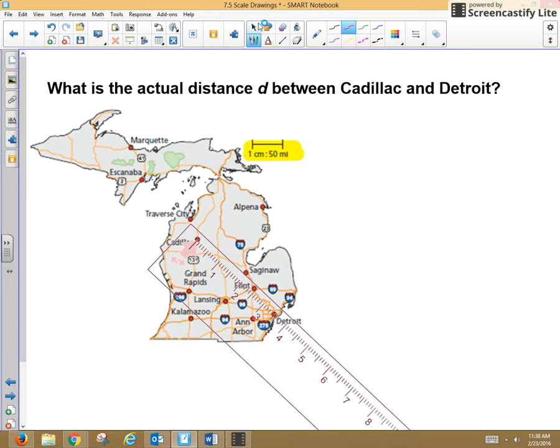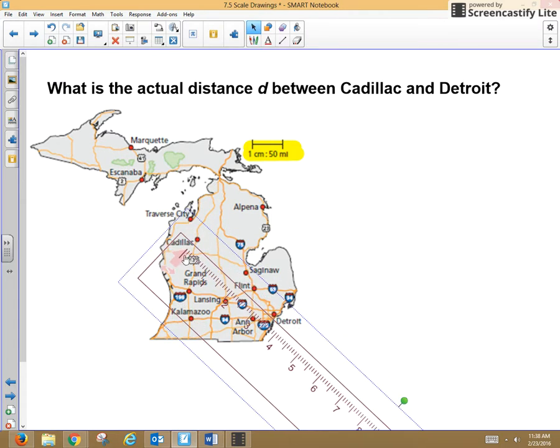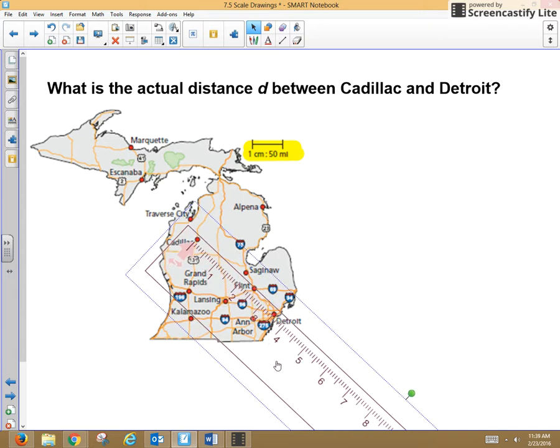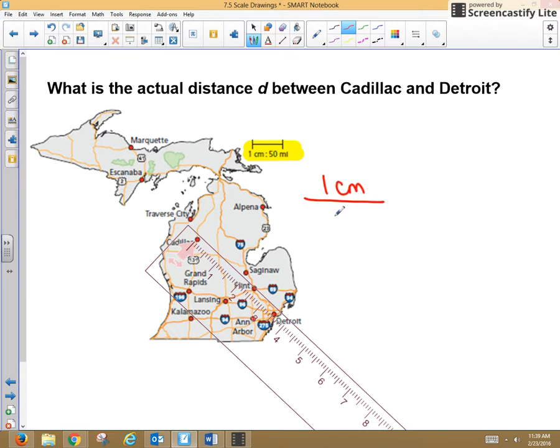I line up my ruler so that here's Cadillac here, and here's Detroit, and I'm going to measure the distance, and I get 3.5 centimeters. So I have 1 centimeter is equivalent to 50 miles, which is equal to 3.5 centimeters in the actual map distance. Now I need to find D, which represents the actual distance in real life.